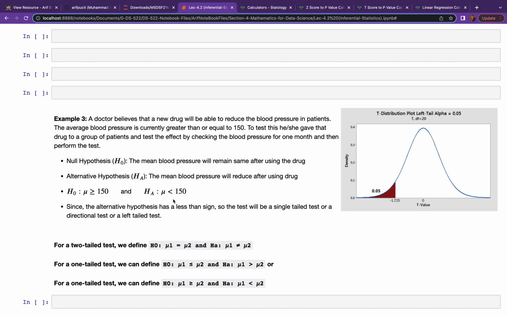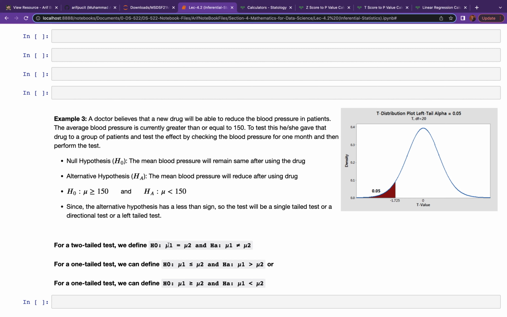To prove his or her research hypothesis, the doctor selects a group of patients and gives them the new medicine for 1 month and then checks the results. After collecting the data, the doctor applies the appropriate test to see if he or she can reject this null hypothesis. And in this example, since the alternative hypothesis has a less than sign, the test will be a one-tailed test or left-tailed test. And this is what is shown over here in this graph as well.